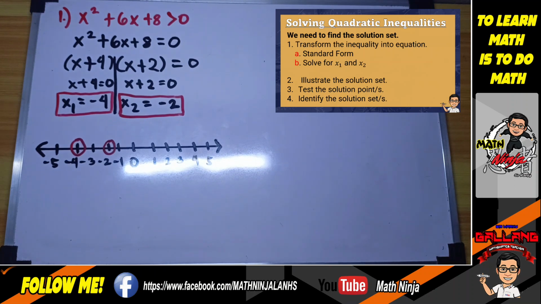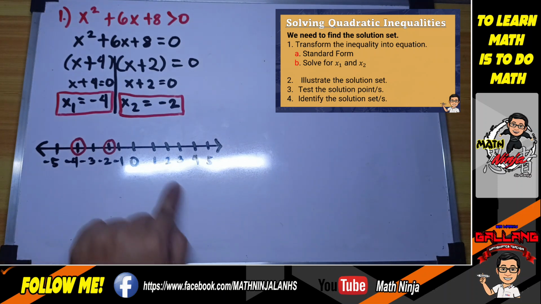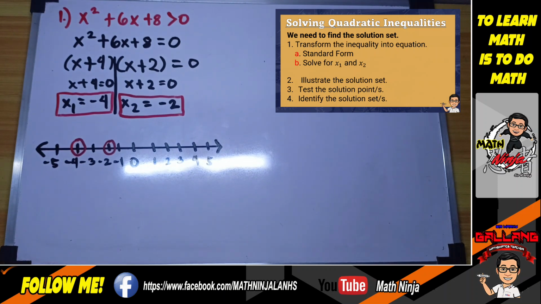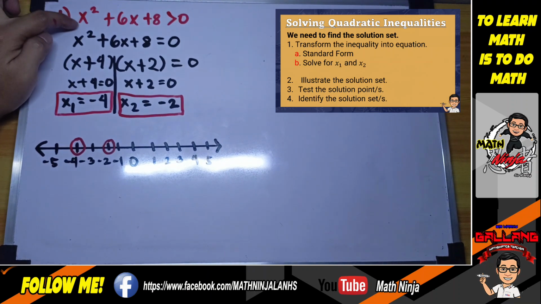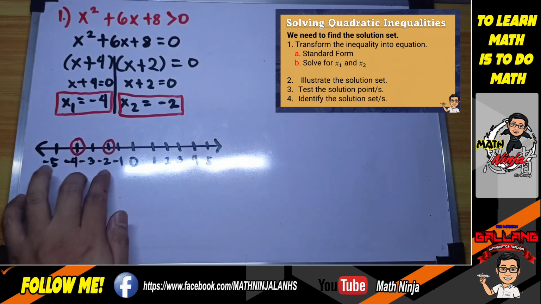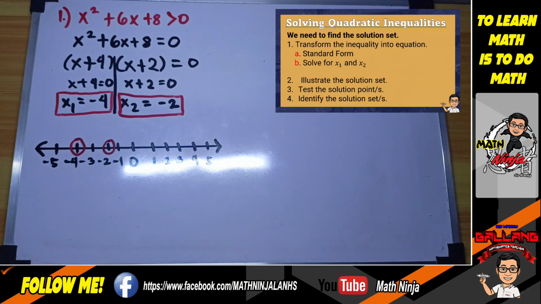So, we need to test the solution point. So, test natin itong part na ito, yung second part at yung third part. Okay? So, paano natin ngayon i-check yan? Okay, so gagamitin lang natin yung ating quadratic inequality at pili tayo ng any integers na nasa loob ng 3 parts na yan. Okay, so kapag nag-satisfy siya, that means it is a part of our solution set.